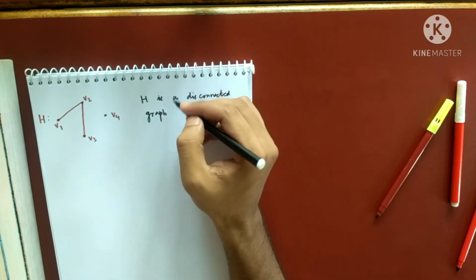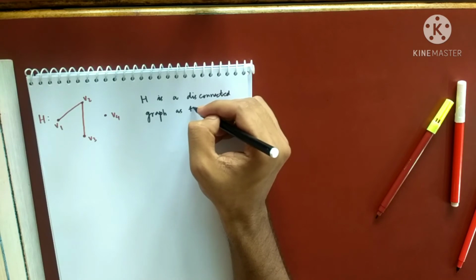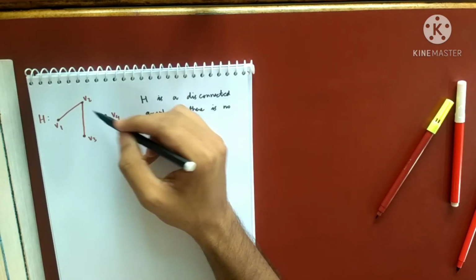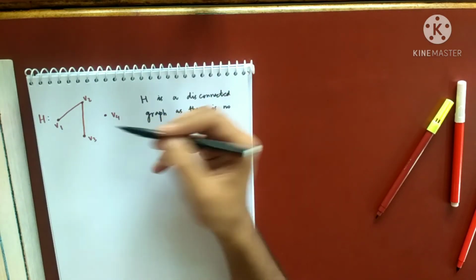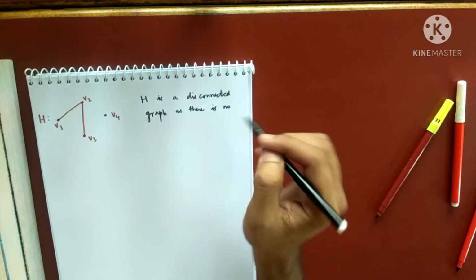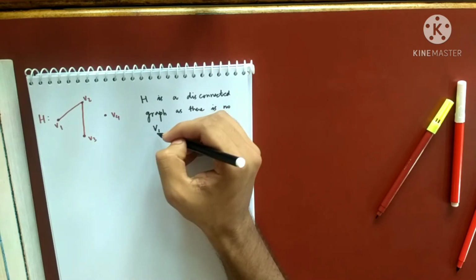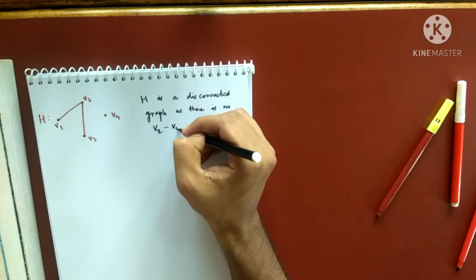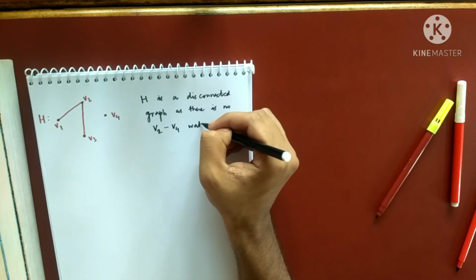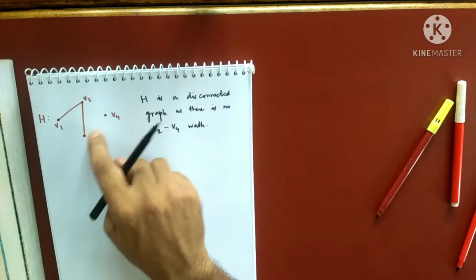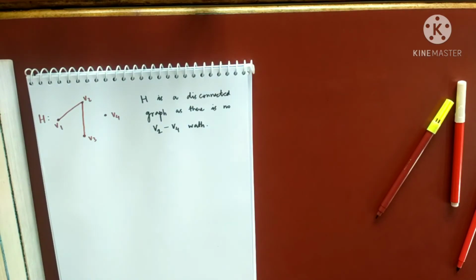Why? Because there is no V2 to V4 walk, or V3 to V4 walk, or V1 to V4 walk. There is no walk or path, so you cannot reach V4, whatever you do. That means the graph is disconnected.